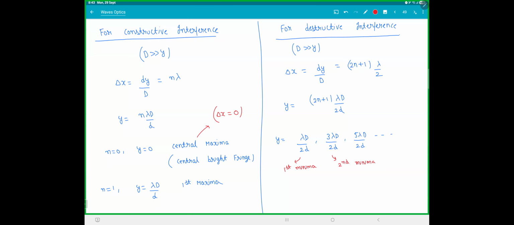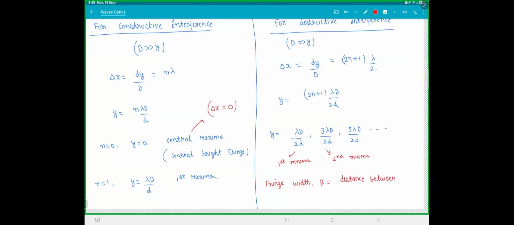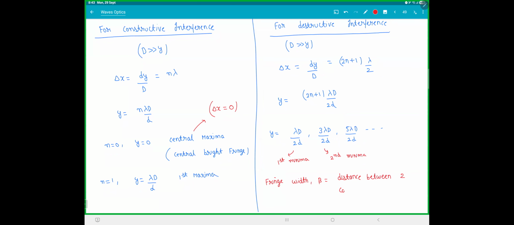So here we define something called fringe width. Again, we use the symbol beta. This is the distance between two consecutive minima or two consecutive maxima, which you can clearly see is lambda capital D by small d. This is another formula which you need to remember: fringe width.